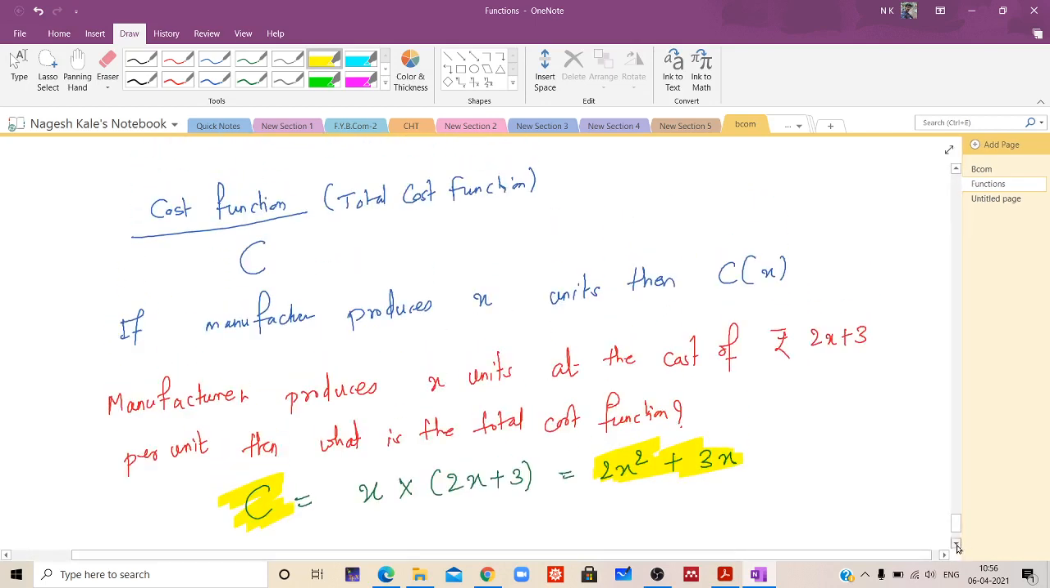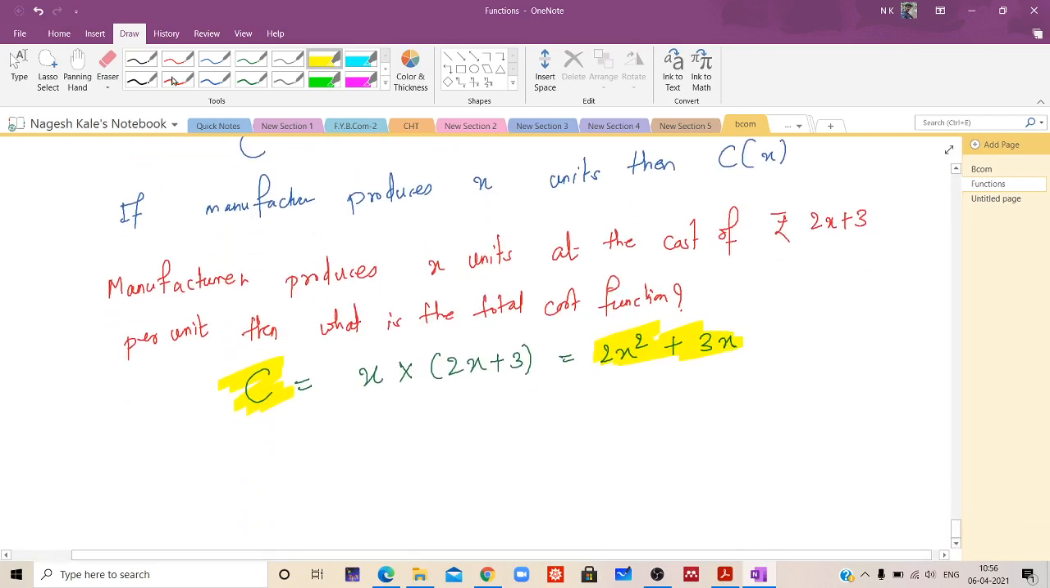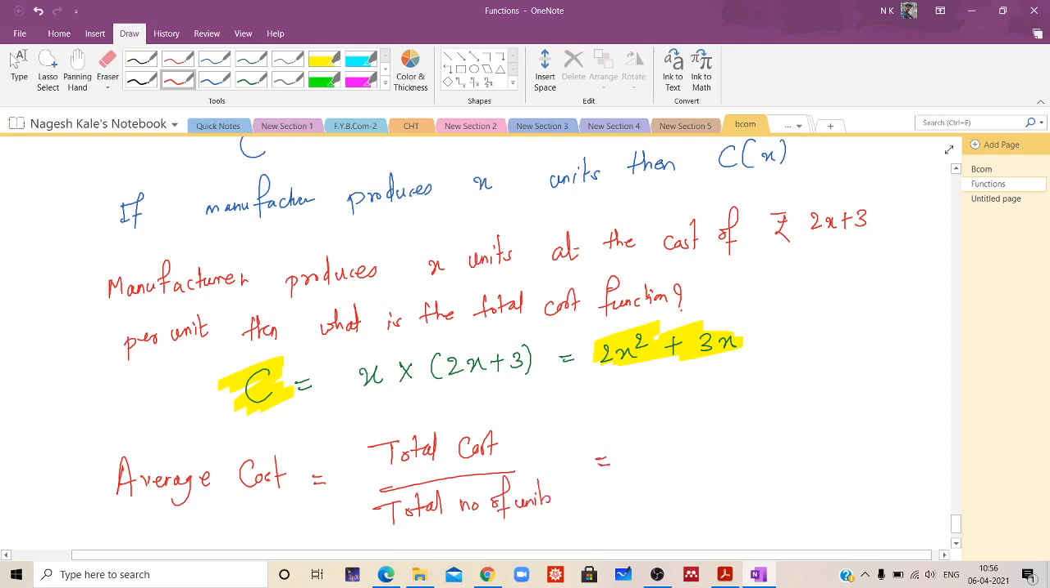Now after that we have to discuss one more concept related to this particular idea, that is average cost. What is average cost? The formula for average cost is like this: total cost divided by total number of units. Mathematically, I can write it as total cost C divided by total number of units x. So this is your formula to calculate average cost.